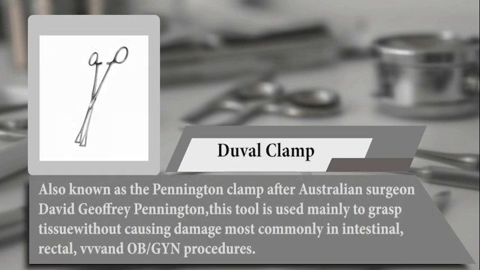Duval clamp, also known as the Pennington clamp after Australian surgeon David Jeffrey Pennington. This tool is used mainly to grasp tissue without causing damage, most commonly in intestinal, rectal, and OB/GYN procedures.